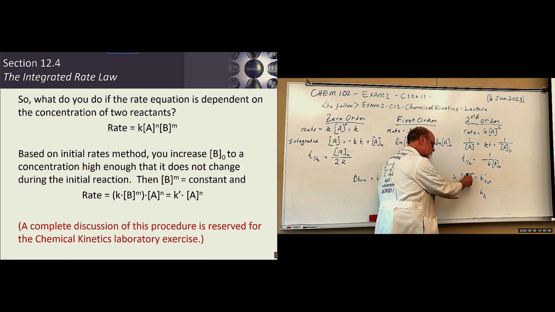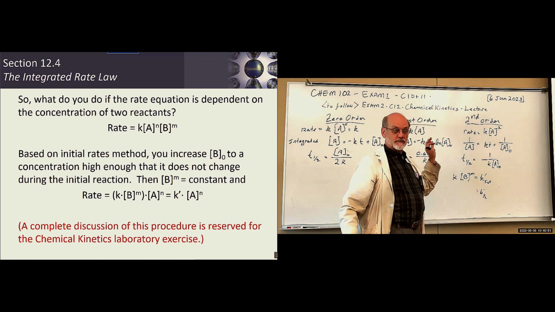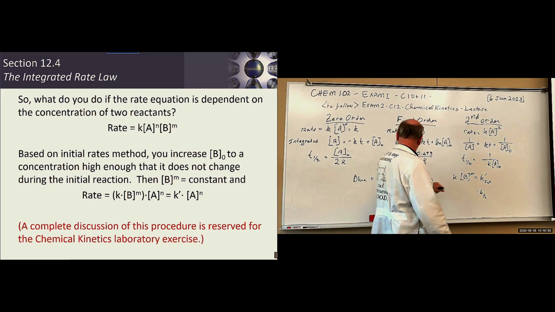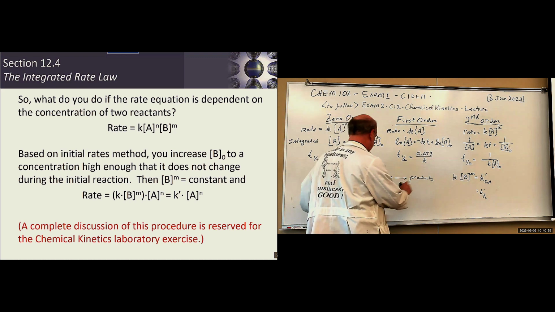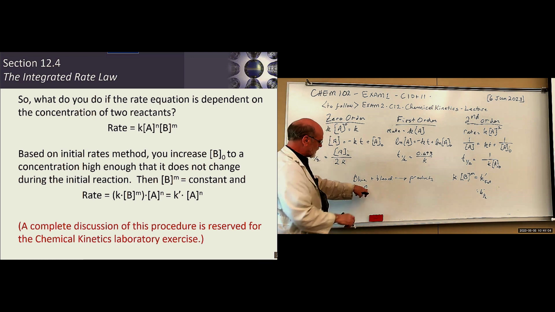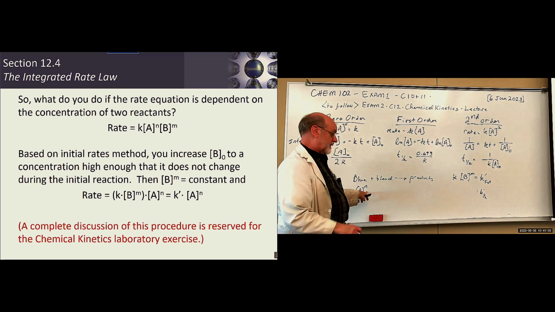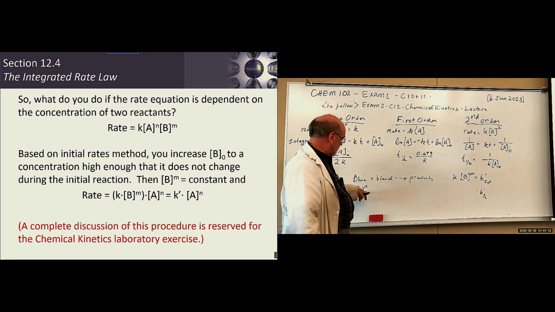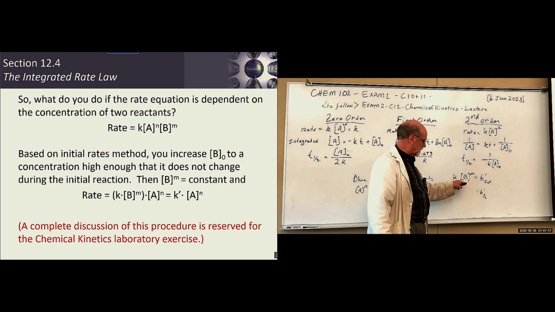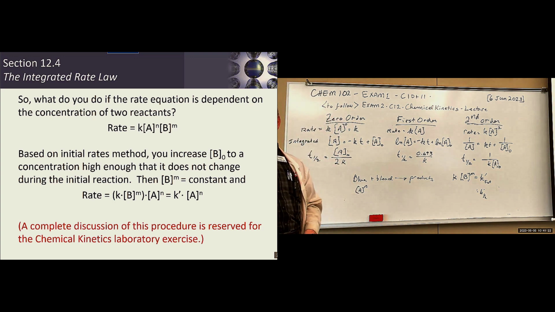And once we've determined what this one is, based upon whether it's zero, first or second order, then we determine this one for each of these. They, in fact, should be the same. Then we can ratio those and find out what this one is. Okay, it's sort of a modified initial rates approach.